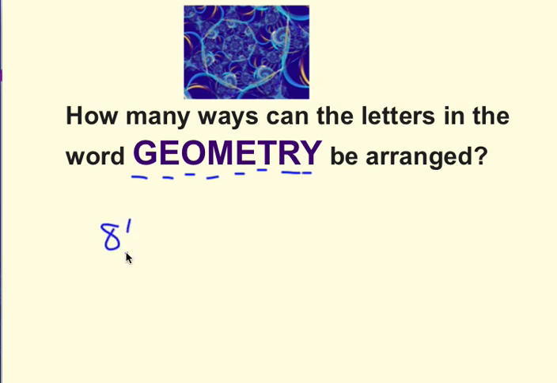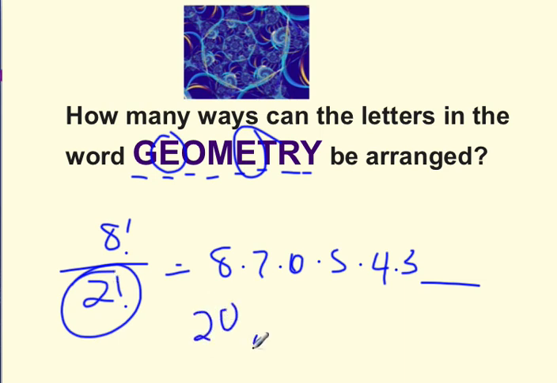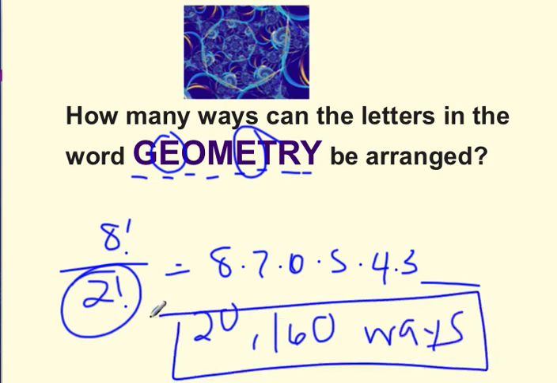So there's the 8 factorial. All right. Then we need to figure out doubling letters up. So I notice that there's 2 E's. So I'm going to divide by 2 factorial. So 8 factorial divided by 2 factorial. What I'm going to get is 8 times 7 times 6 times 5 times 4 times 3. So when you end up multiplying all of that out, okay, notice I stopped and I didn't do 2 times 1 because that's taken care of with this 2 factorial on the bottom. So when you end up multiplying that out, you end up getting 20,160 different ways that the word geometry can be arranged.